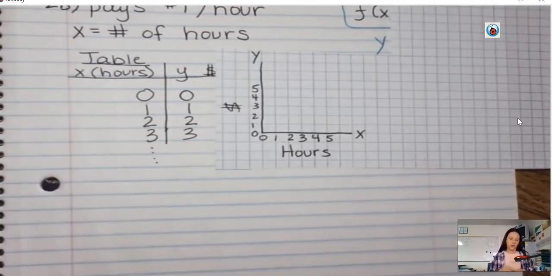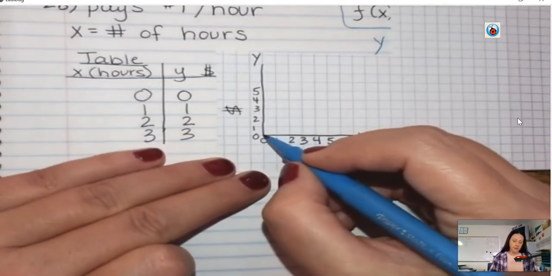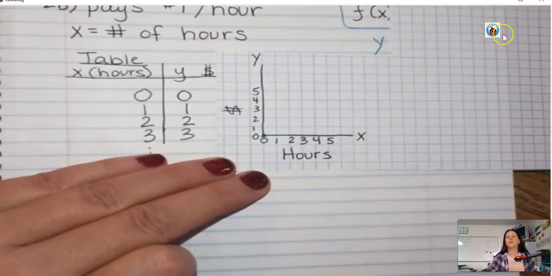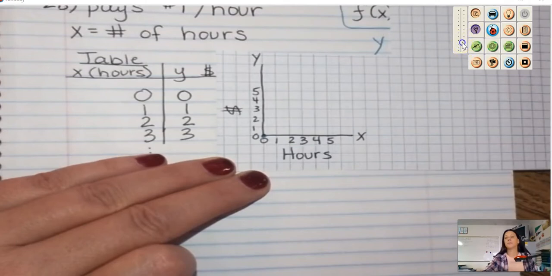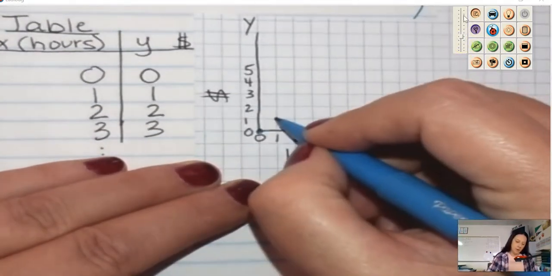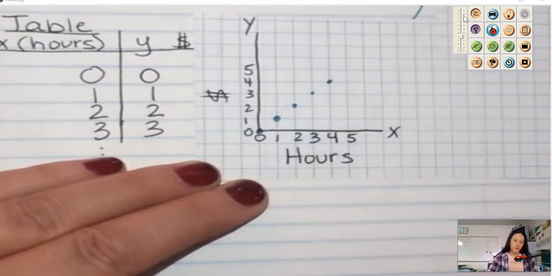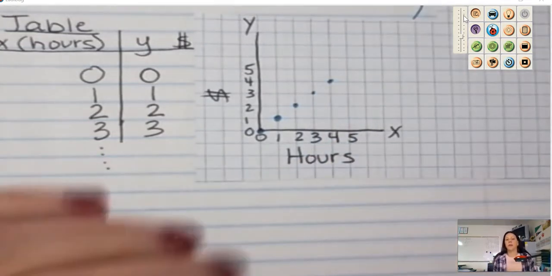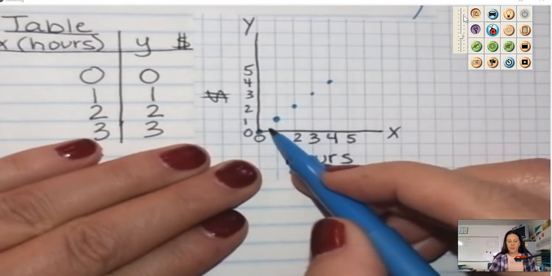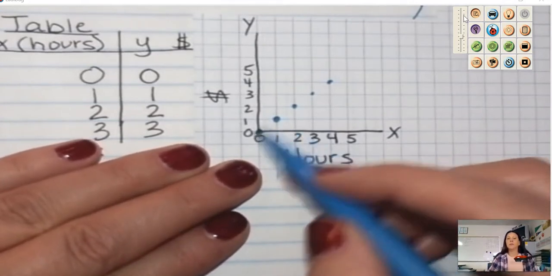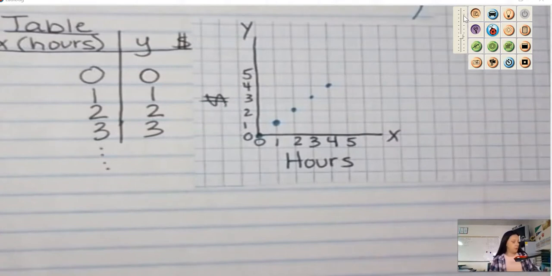So if she works for 0 hours, or if she's open for 0 hours, she pays $0. If she's open for 1 hour, it's $1. 2 hours, $2, and so forth and so on. And we talked about, can I be open for half an hour? Yes. So we're going to connect the dots. So use your straight edge.